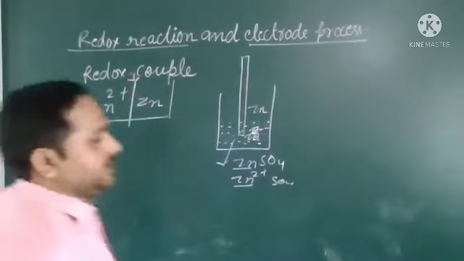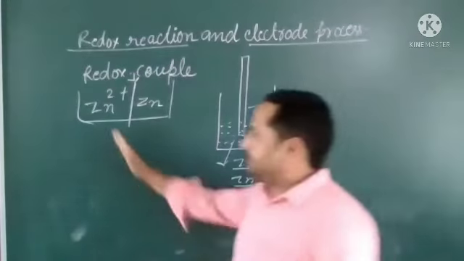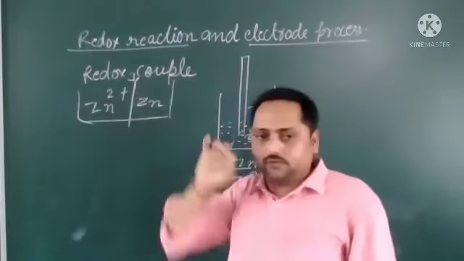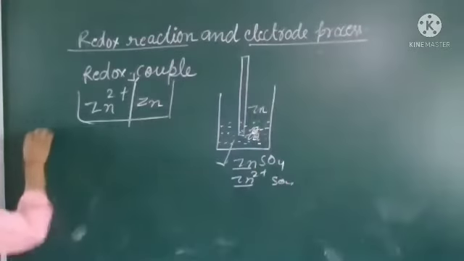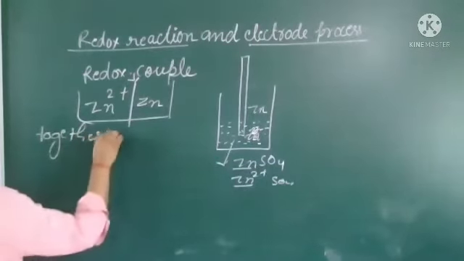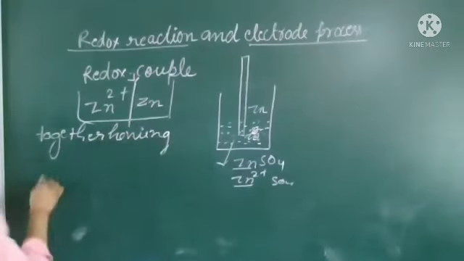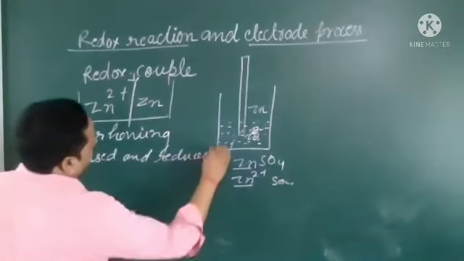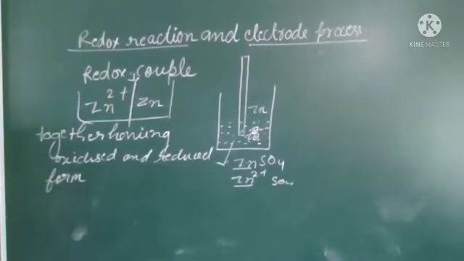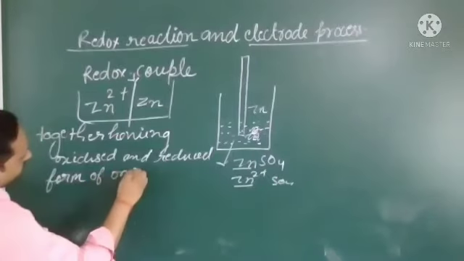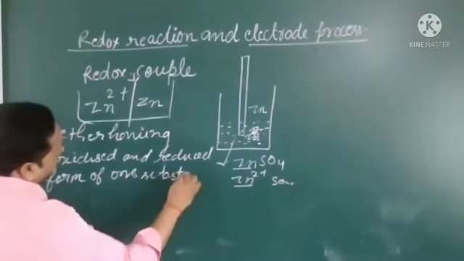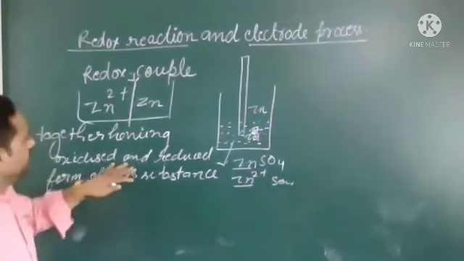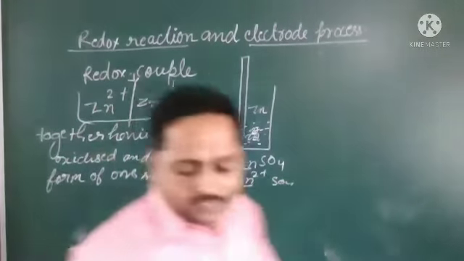So how can we define a redox couple? Look here: a redox couple can be defined as together having the oxidized and reduced form of one substance.